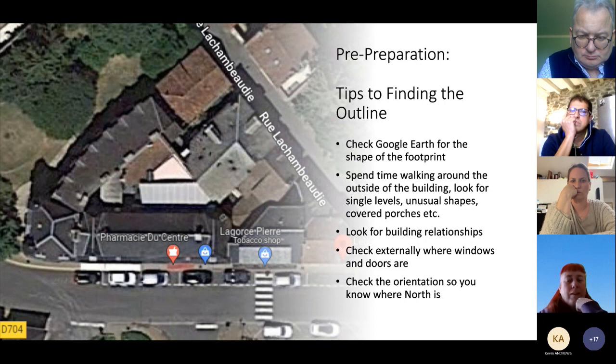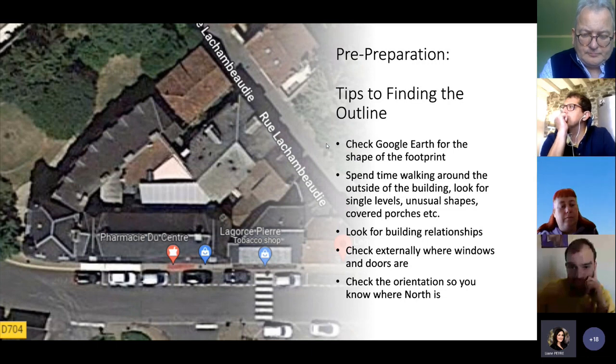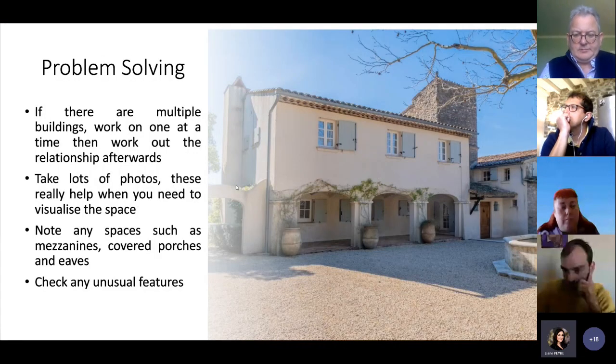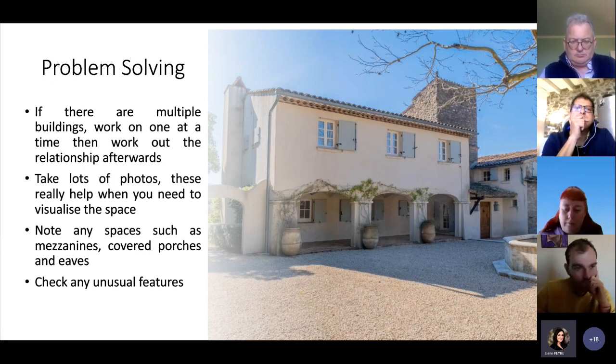So check where any external windows are, whether there are any doors in unusual places, and things like that. And also check the orientation so you know where north is. That's very important for buyers, because they like to know the orientation of the garden, which rooms have southern light, western light, whatever it might be. So always do a footprint recce. It's always good to look on the ground and think about problem solving before you even start drawing the property.